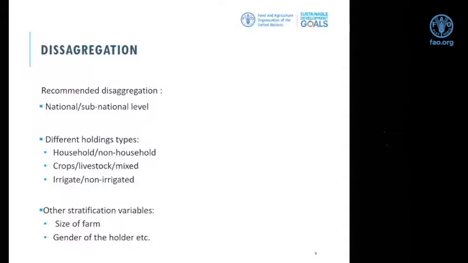To further enrich the analysis for national policy making, the indicator can be disaggregated at a subnational level according to the types of farms, that is household or non-household, type of production activity, crops, livestock, or mixed, and whether the agriculture holding is using water to irrigate its agriculture area. Other stratification variables could also include the size of the farm or the gender of the owner or the holder of the agriculture holding.